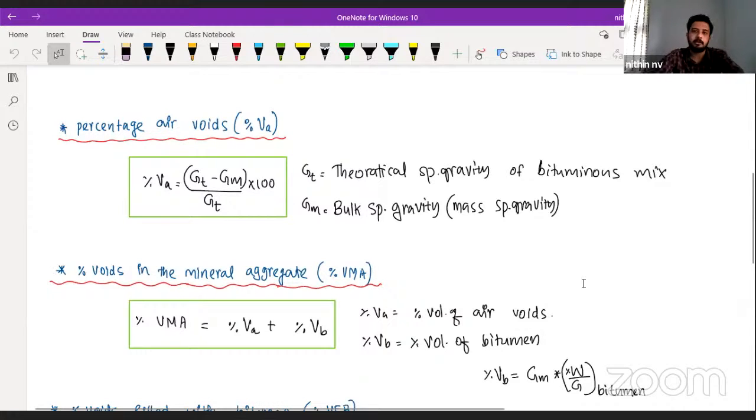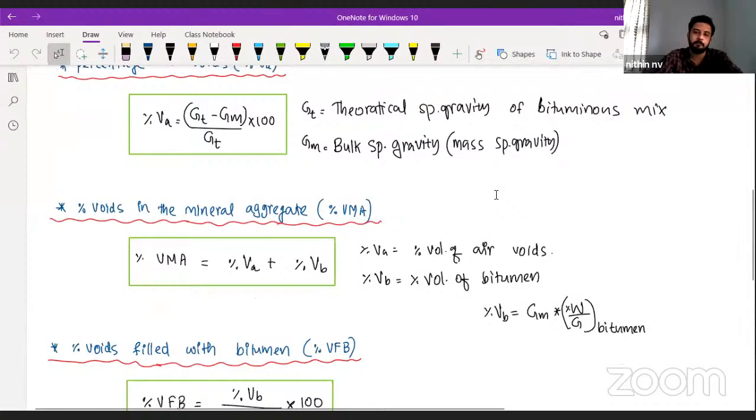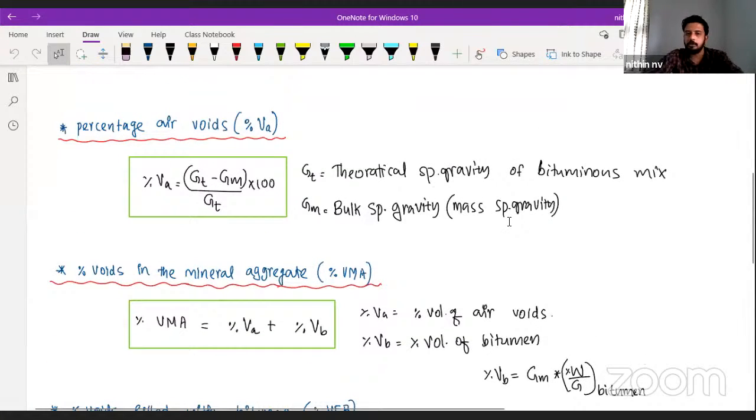Percentage air void is nothing but GT minus GM by GT. Those who have not studied this, just look at this, or those who already studied, just to brush up your concept. GT stands for theoretical specific gravity. GM stands for bulk specific gravity, or mass specific gravity. Sometimes they will give the mass specific gravity in the question, definitely they will give. GT sometimes they will not give. If they are not giving, we have an equation to calculate GT.